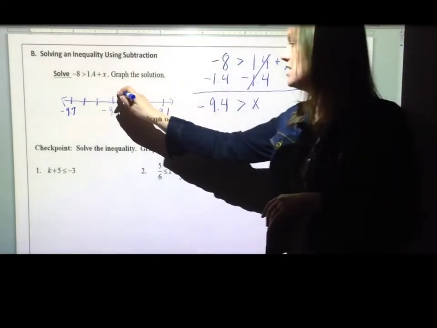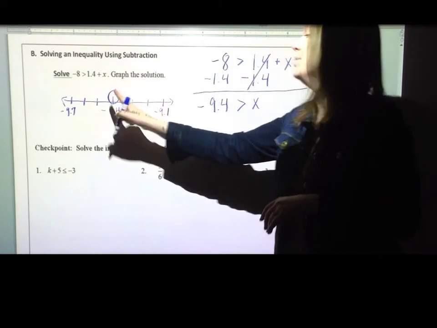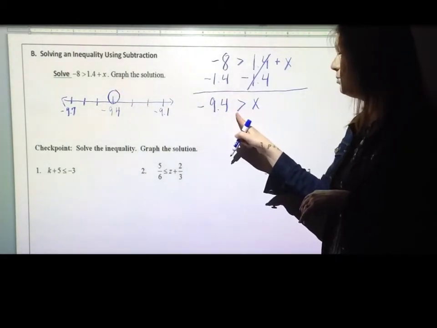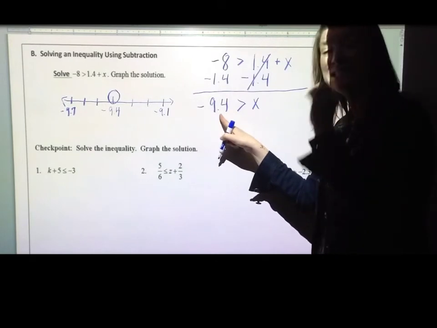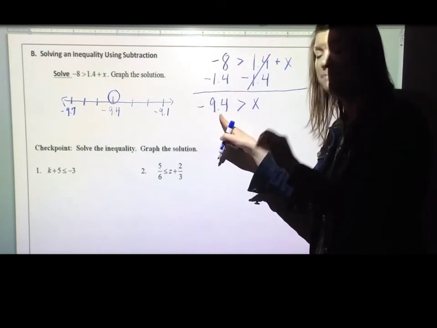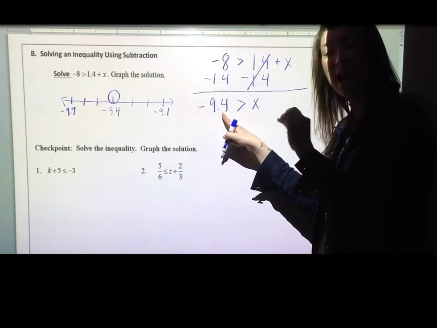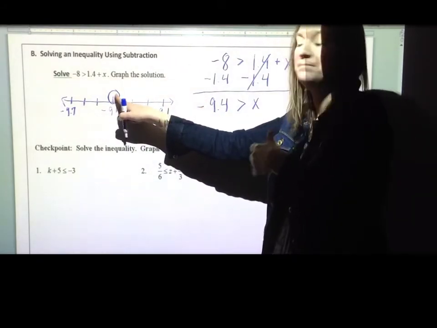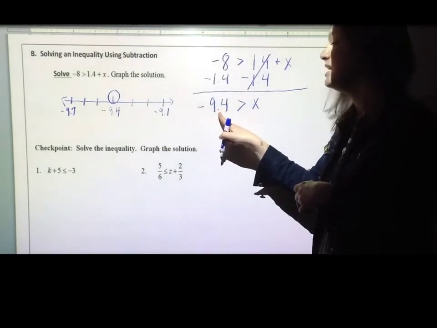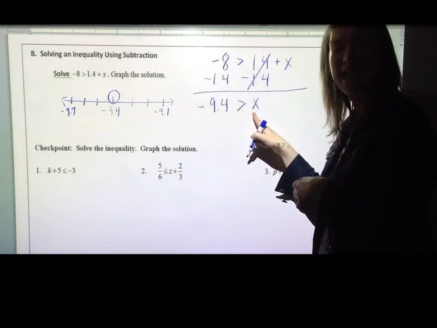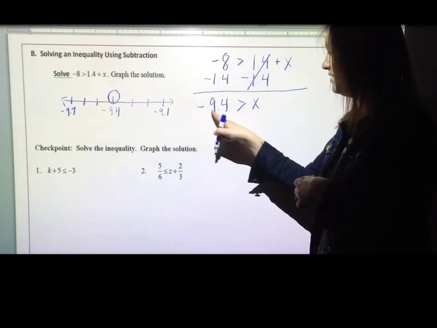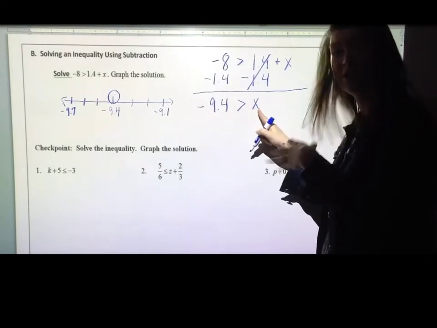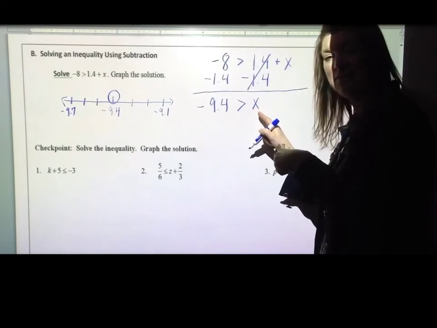Now I'm going to place my circle on my boundary point. I'm going to go back to check. The sign does not have an equal to bar, therefore negative 9.4 is not in my solution set. So since negative 9.4 is not a solution, I do not shade that circle in. I'm not including it, but I'm including all the numbers that are less than negative 9.4. Negative 9.4 is greater than x. That means all my solutions are less than negative 9.4.